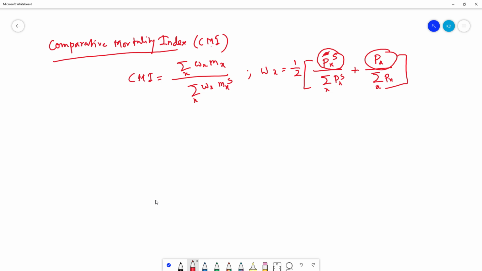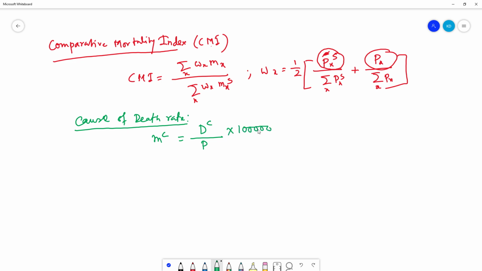Cause of death rate. The crude cause of death rate for cause C, denoted by MC, is equal to DC by P into 1 lakh, where DC stands for the total number of deaths from cause C occurring in the given period in the given community, and P stands for the total population of the given community in the given period.